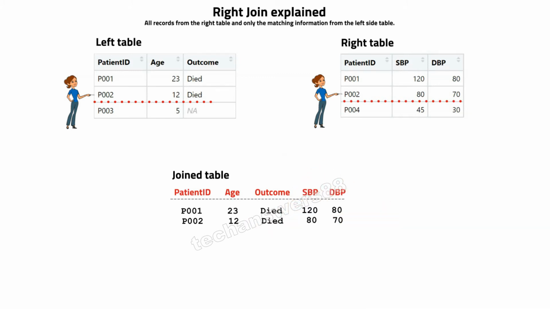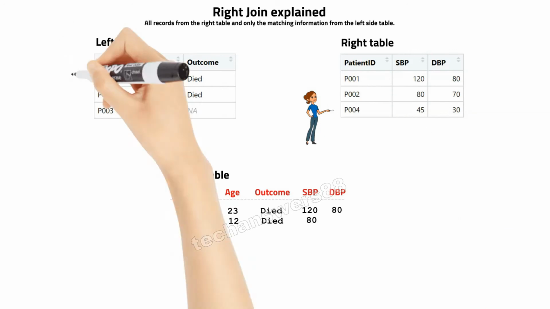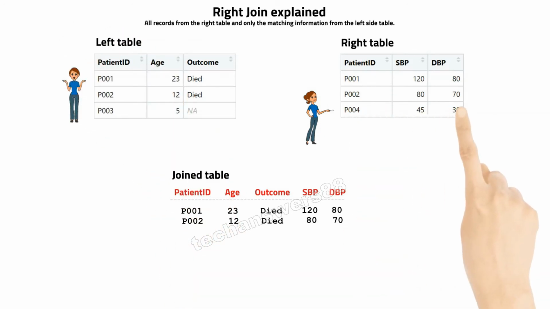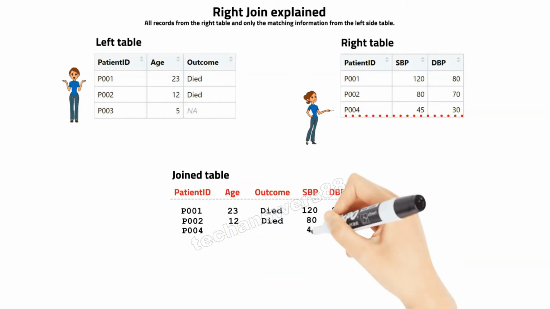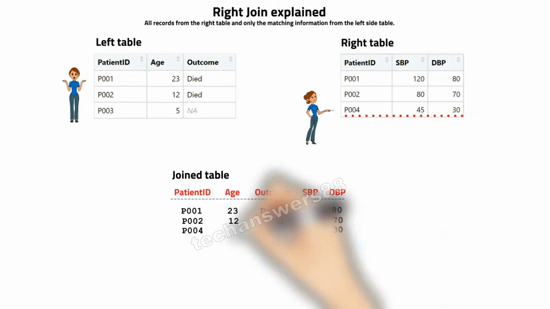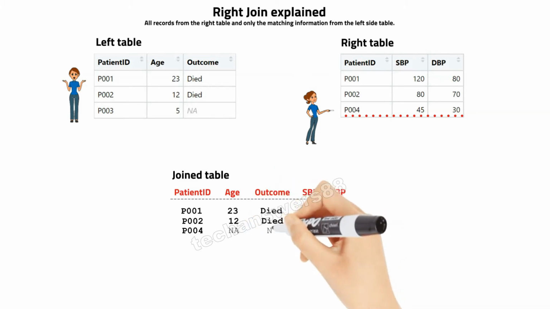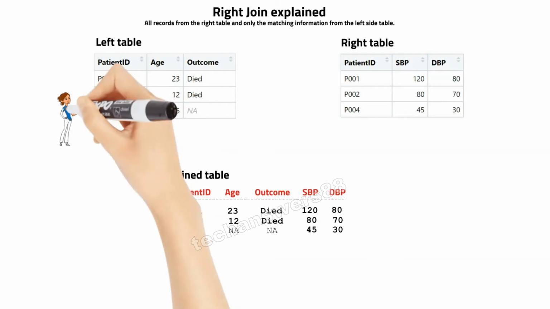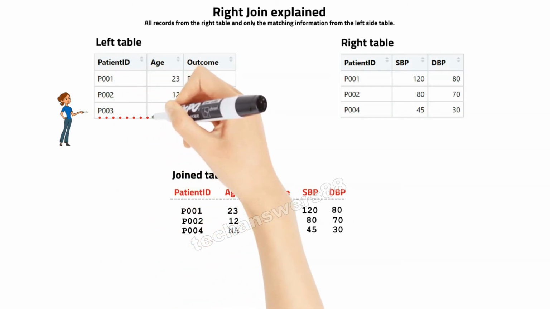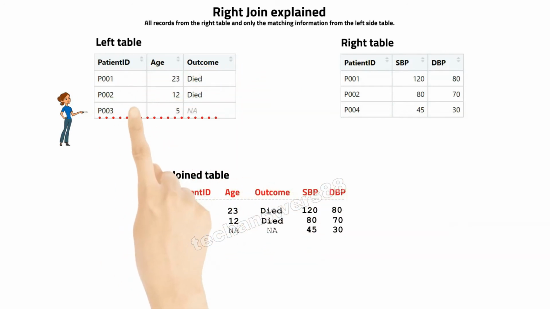Now what happens when we go to the next line? The next line, P004, exists only on the right-hand side. So we will put that information in our final output table. Because we don't find a match on the left side for this record, we just put some blanks or NA there. Now everything from the right-hand side table has been put in. Now what happens to this record P003, which exists only on the left side table? Now this won't be copied in because we don't have a match for this in the right table.